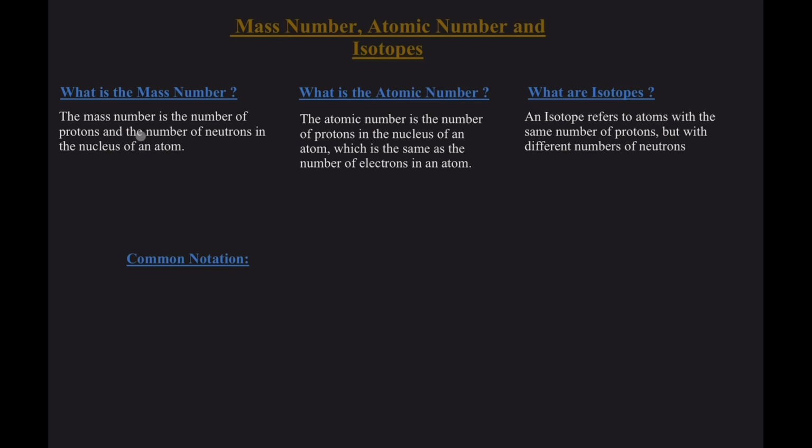Now let's look at the mass number. So the mass number is basically the number of protons and the number of neutrons in the nucleus of an atom. So the number of protons plus the number of neutrons which can be found in an atom. So we can rewrite this as the number of protons plus the number of neutrons, which is the mass number.